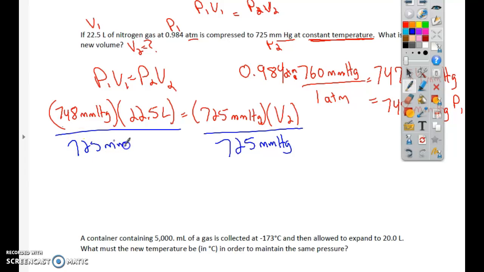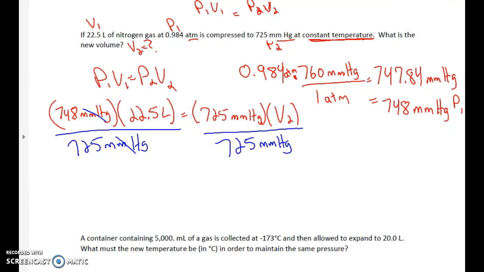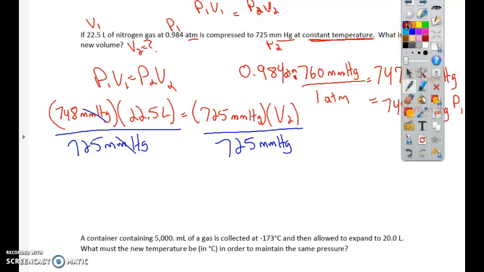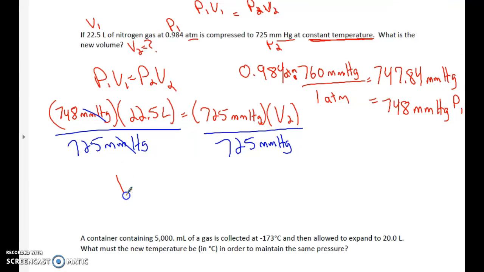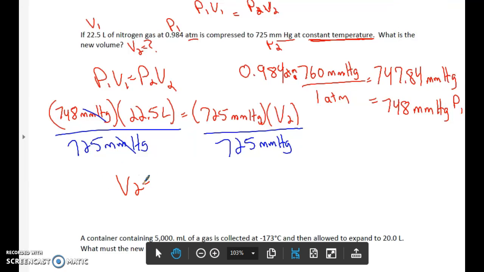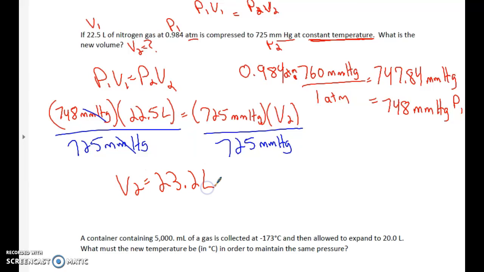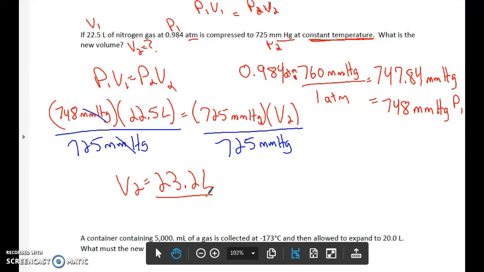What you do to one side, you do to the other. Right, so those millimeters of mercury will end up canceling out. What you should get as an answer when you do this is V2 equals 23.2 liters. And again, everything in here is 3 significant digits. So I round my answer off to 3 significant digits.